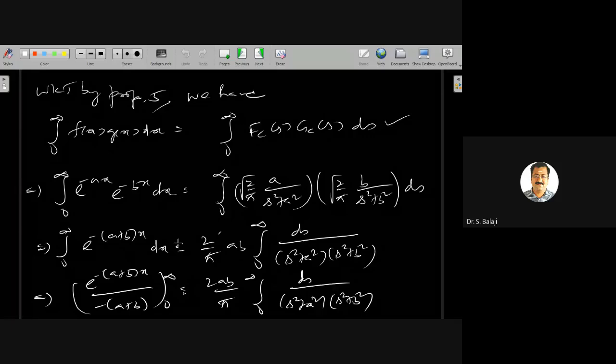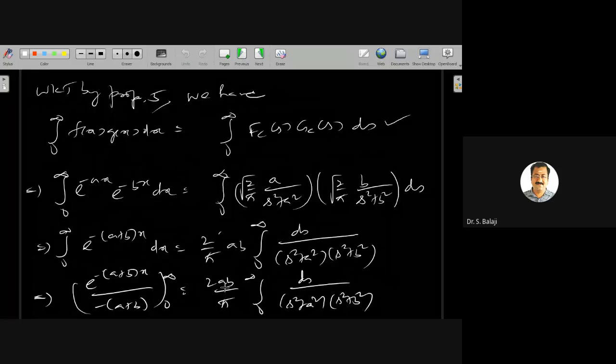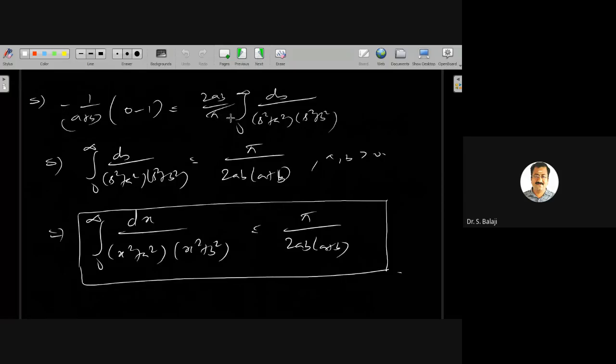Okay. Right. And substitute limits: e power minus infinity is 0, e power 0 is 1, therefore minus 1 by a plus b, you take it outside here. 0 and 1, minus 1, 0 and minus 1. Right side is 2ab by pi, so on, same thing. We require this integral value: 1 by a plus b equals 2ab by pi into integral 0 to infinity ds by s square plus a square, s square plus b square. Cross multiply, minus minus plus, we get pi by 2ab into a plus b.